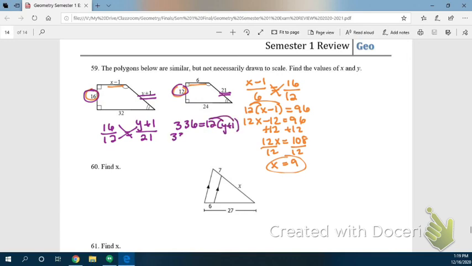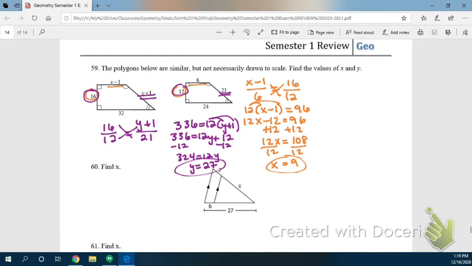When I distribute, I'm going to move this over. I have 324 equals 12. Y is going to be 27. So those are your two values.